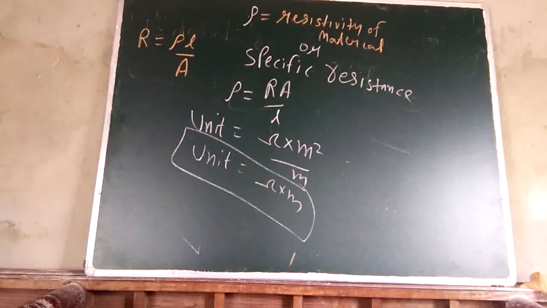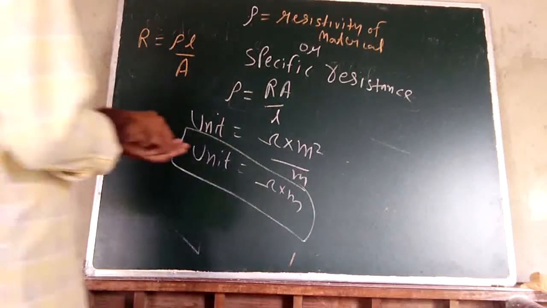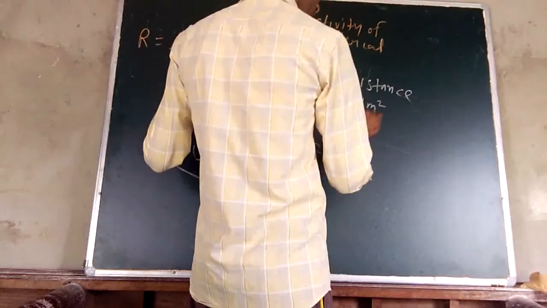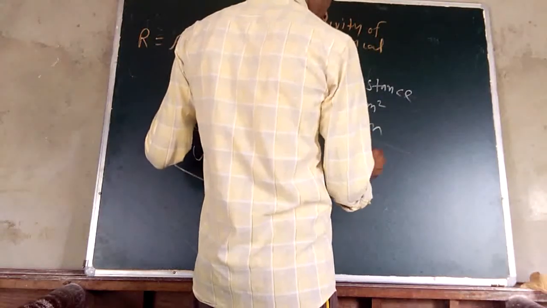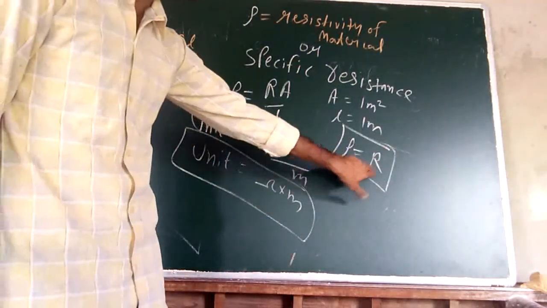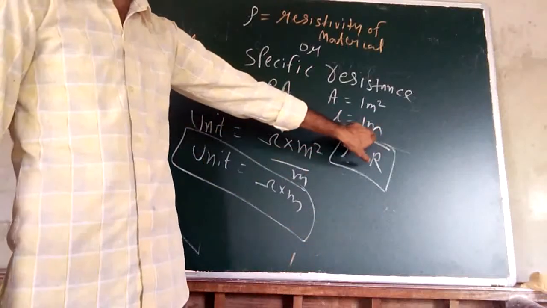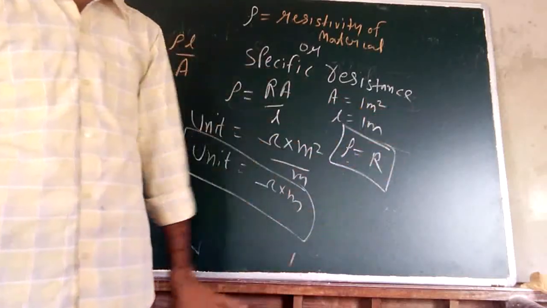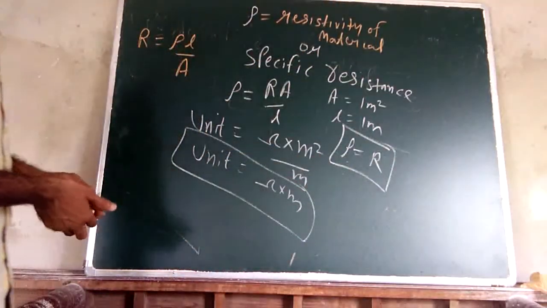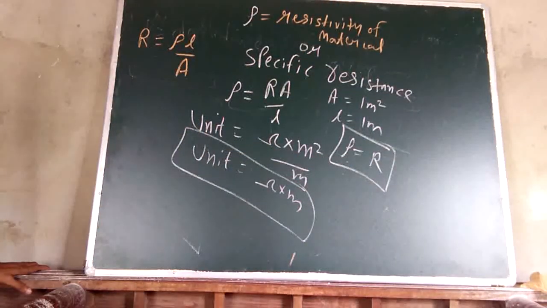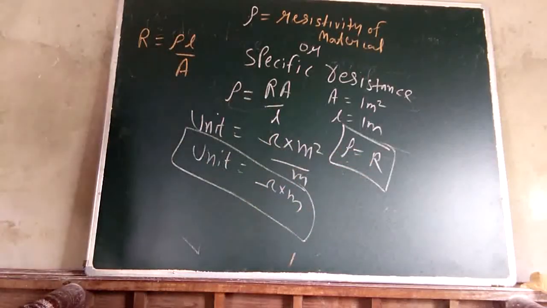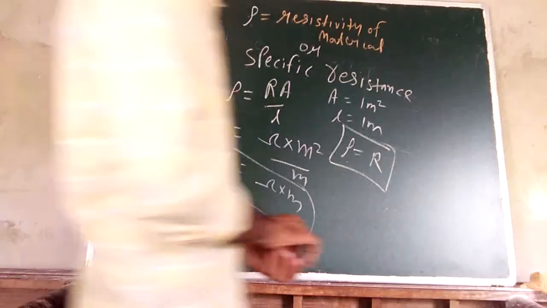Now I want to define this resistivity. If I take A equal to 1 meter square and L equal to 1 meter, then rho is equal to R. So resistivity is the resistance of a conductor of length 1 meter and cross-sectional area 1 meter square, called specific resistance or resistivity. Rho is equal to R.